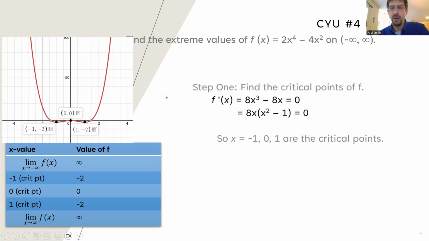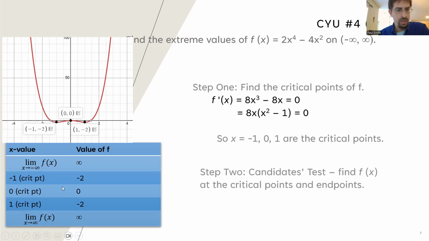So let's also find our critical points. When I take our derivative, I get 8x cubed minus 8x. Factor, and I find out our critical points are -1, 0, and 1. When I plug those into our function, I get -2 at both x equals -1 and x equals 1, and I get y equals 0 when x equals 0. And you can see on our graph what's going on here.